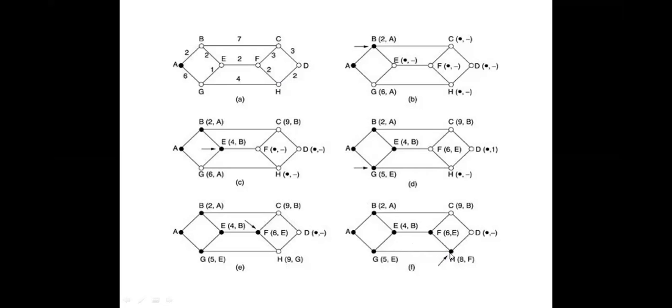After that, from here we move to this D. That means 8 plus 2 is 10, 10 comma H is the last one. Like that we will find out the shortest path.